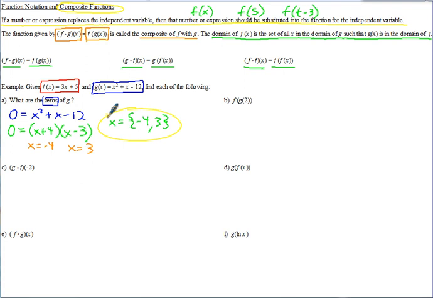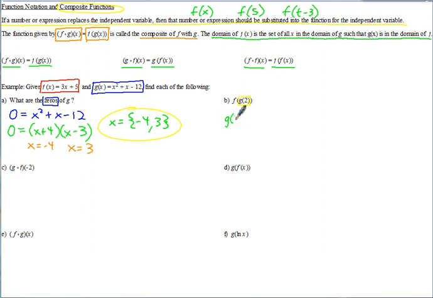Now let's find f of g of 2. So we have g inside of f, but notice we also have a specific number there too. The way you work these out is to start on the inside and work your way out. So let's first find g of 2.